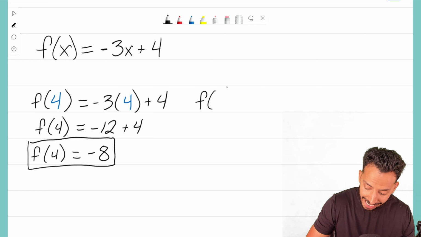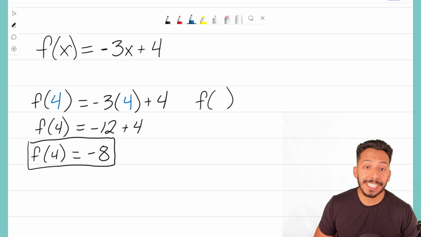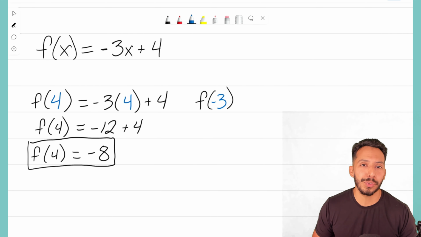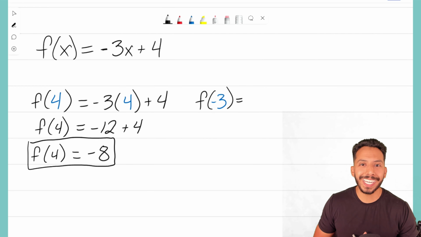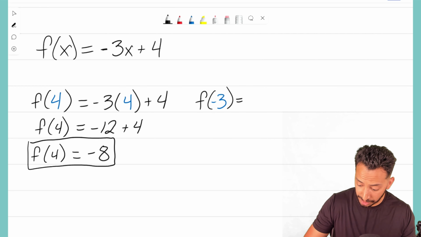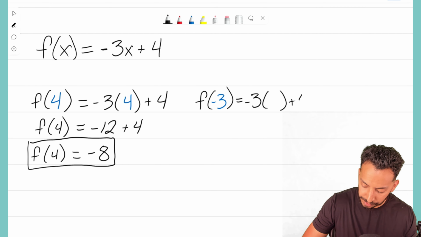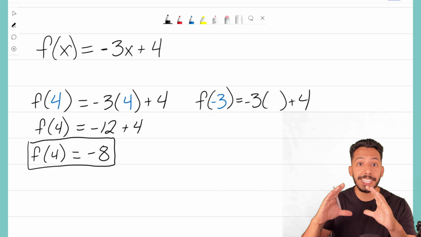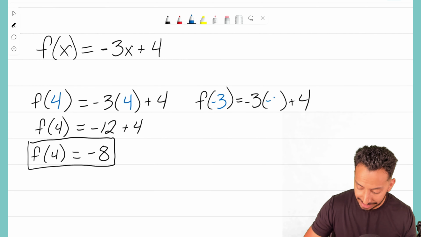Notice that I'm still writing f there because I'm still using that function of f. But this time I'm changing the input. Let's change the input to negative 3, right? Why not? We should throw a negative in there. We're not afraid of negatives. So again, taking that function, negative 3x plus 4, but I'm not writing the x. Parentheses there, because our x value, our input now, is negative 3.